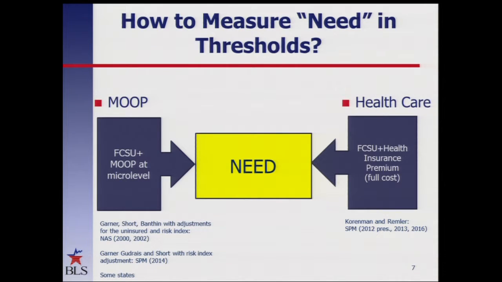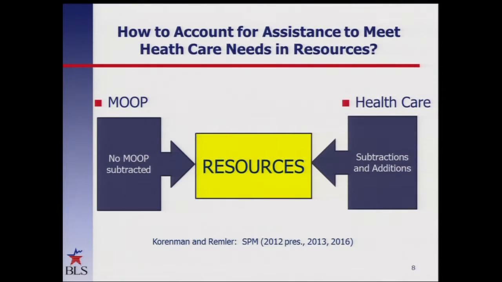And as I said on the other one, if we look at defining need as health care with the proxy being the value of health insurance, you would actually include the full cost of a premium. Okay, then what happens with resources? Like I said, if you're adding it in as part of the thresholds, there's no adjustment in the resources. However, if you add the value of health insurance, which is your proxy for health care, in the thresholds, it's going to have an impact on your resources as well. There are going to be some additions, and there are going to be some subtractions.